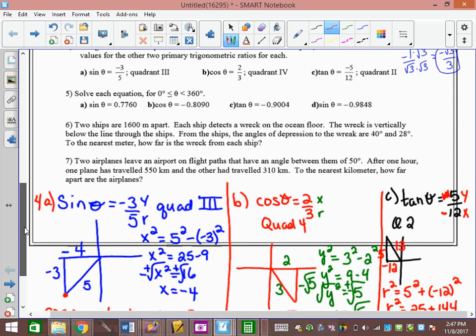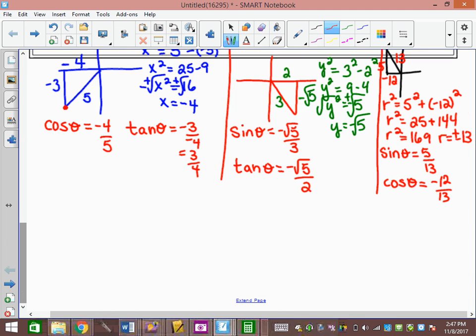When you're given number 5 and I ask you to solve for an angle, so this one is sine theta equals 0.7760. And I'm actually asking for an angle this time, right? I'm asking for an angle, correct? The very first thing you do is you find the reference angle. Do you remember these steps? So first step, find reference angle.